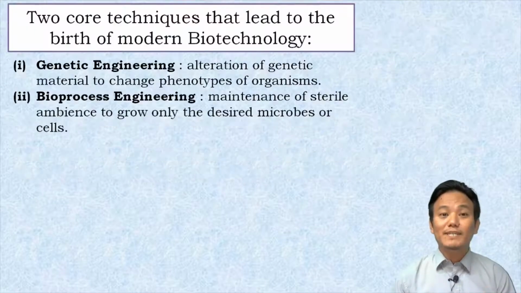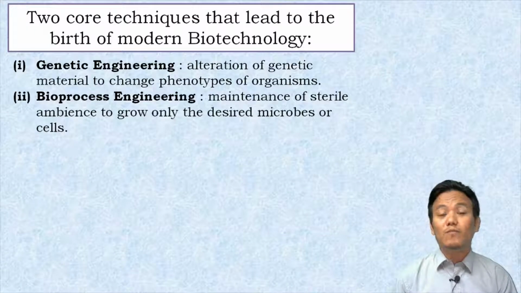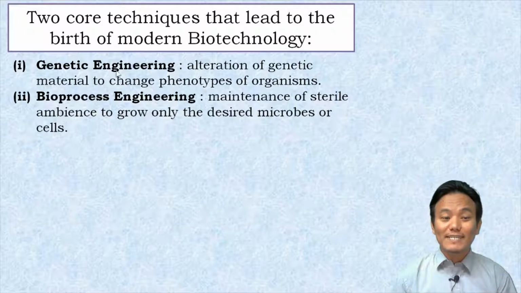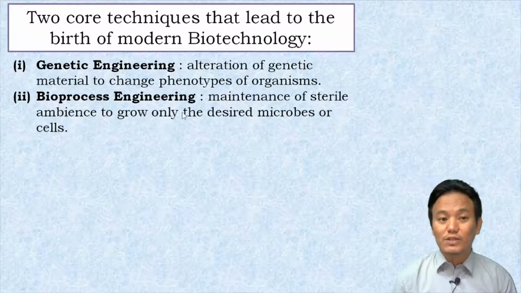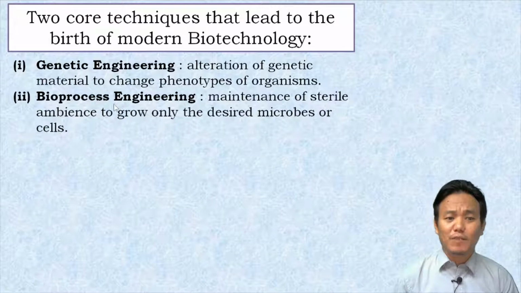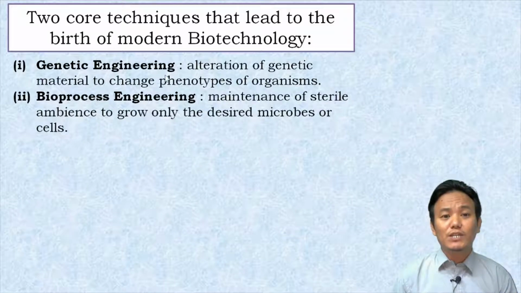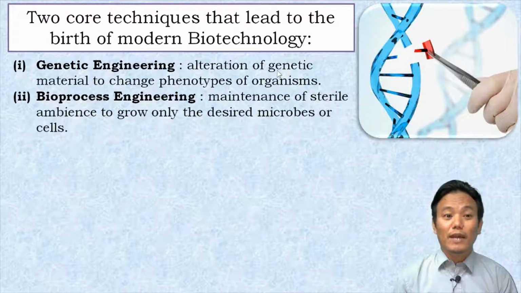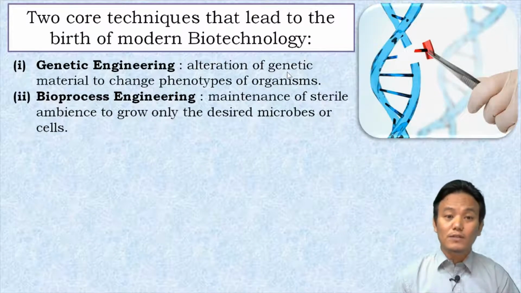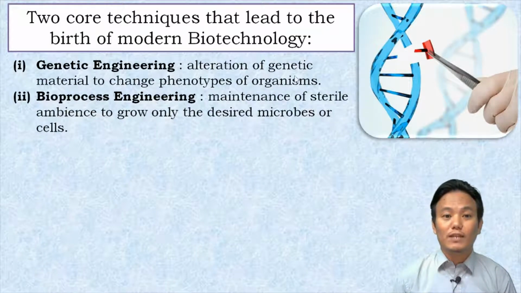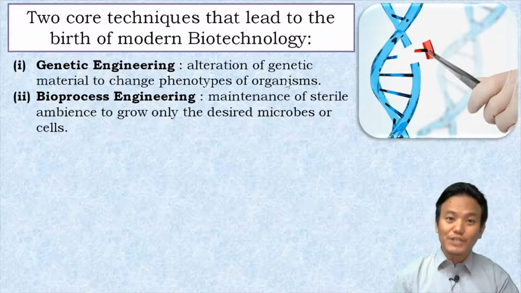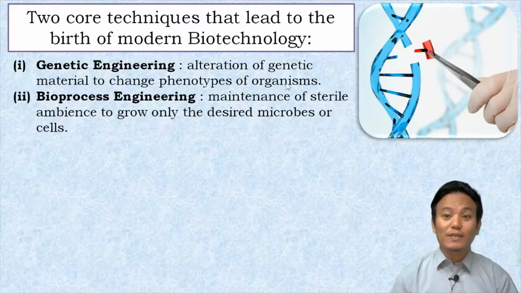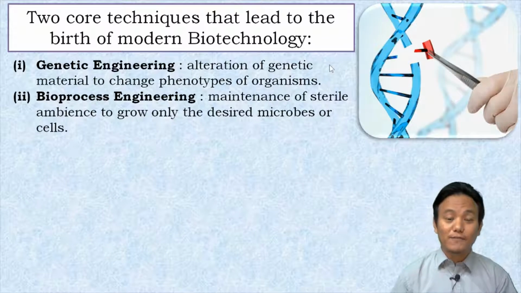The two core techniques that is said to have led to the birth of modern biotechnology are genetic engineering and bioprocess engineering. So what do we mean by genetic engineering and bioprocess engineering? By term genetic engineering, we mean alteration of genetic materials like DNA and RNA and introduce those changed or altered DNA and RNA into host organisms, thereby changing the phenotype of the host organisms, which means the creation of genetically modified organisms. Right? We create genetically modified organisms by first making alterations to their genetic material, right?